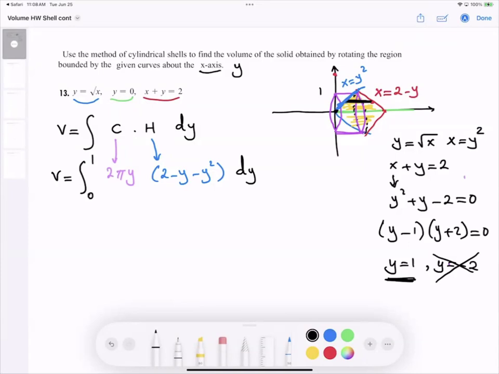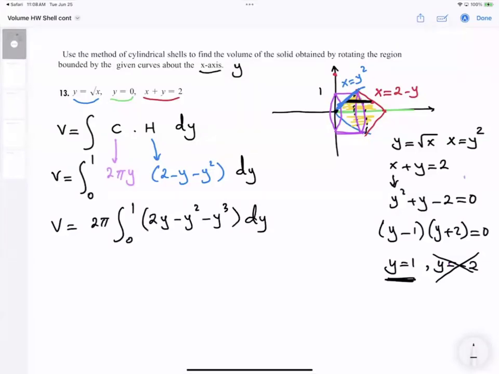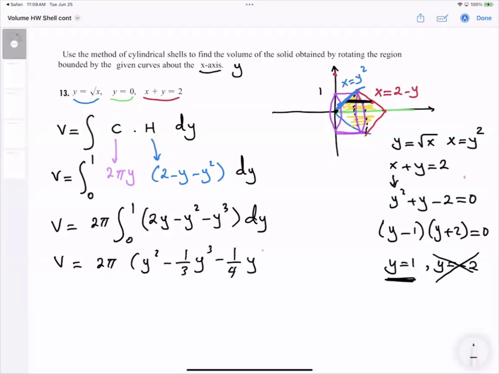The rest is just pure calculation. The volume is equal to 2 pi, definite integral from 0 to 1. Let us distribute y into the parentheses. You get 2y minus y squared minus y cubed, then dy. So the volume can be written as 2 pi times y squared minus a third y cubed minus a fourth y to the 4, from 0 to 1.